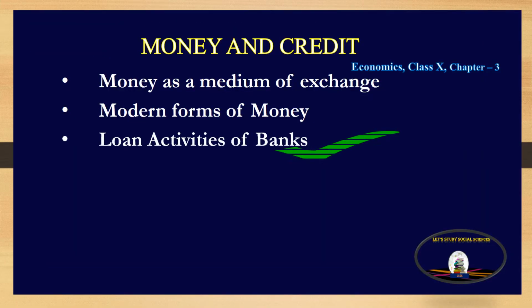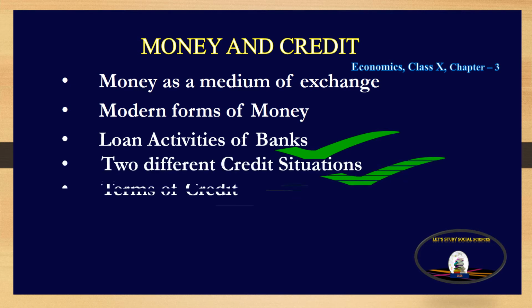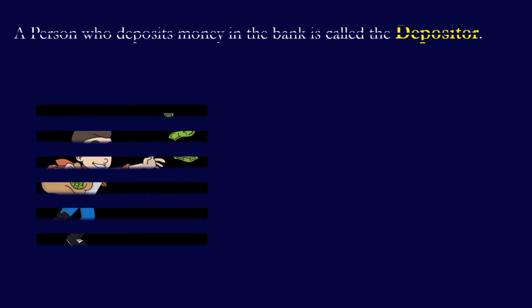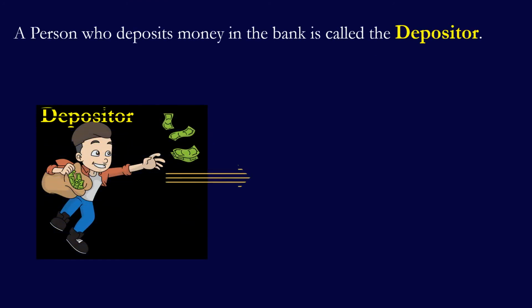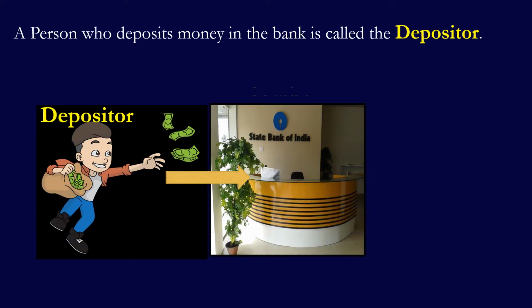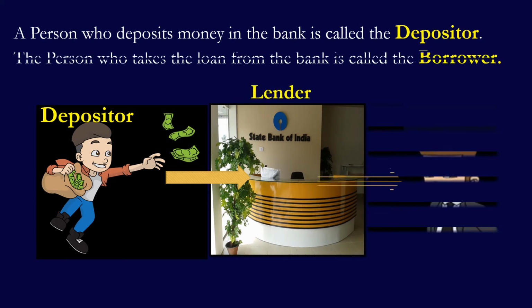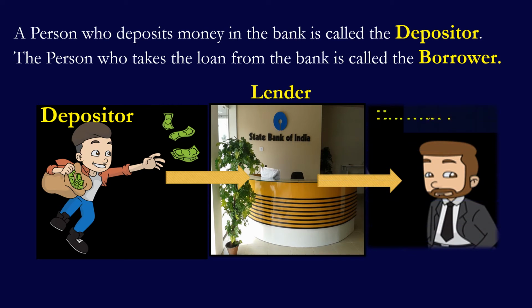Loan activities of banks, two different credit situations, terms of credit. You know that a person who deposits money in the bank is called a depositor. And when a bank gives a loan to the people, then the bank becomes a lender and the person who takes a loan from the bank is called a borrower. Thus, a person who deposits money in the bank is called the depositor and the person who takes a loan from the bank is called a borrower.